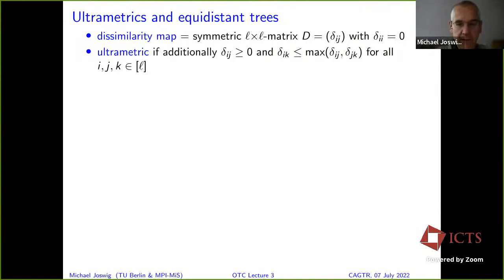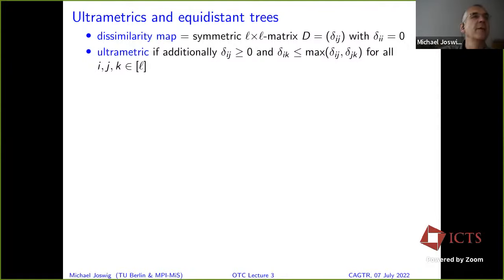So there's a history of at least 30, probably 40 or more years of mathematics applied to phylogenetic questions. And one way to think about phylogenetic problems is in terms of dissimilarity maps. These are just symmetric matrices with L rows and L columns, such that they have a 0 on the diagonal. Typically, we assume that these entries are non-negative, and then I can read them as kind of distances.